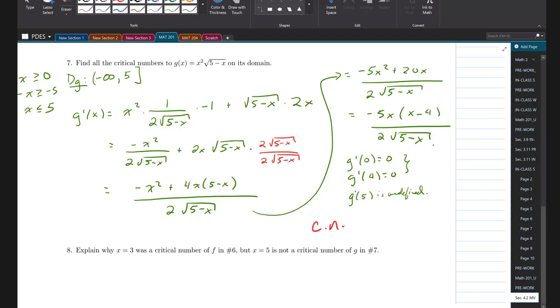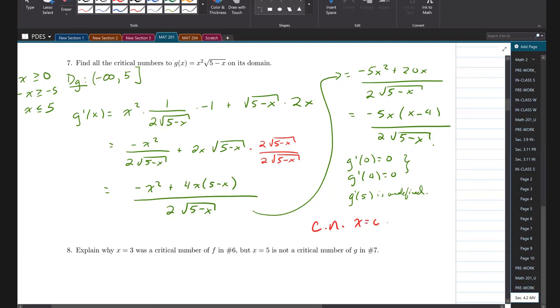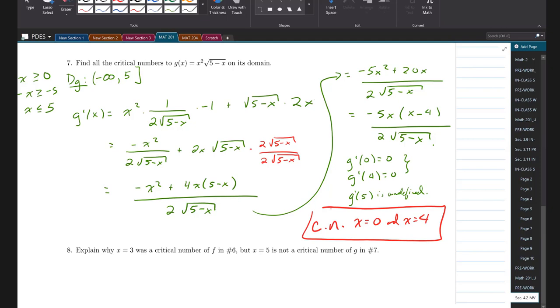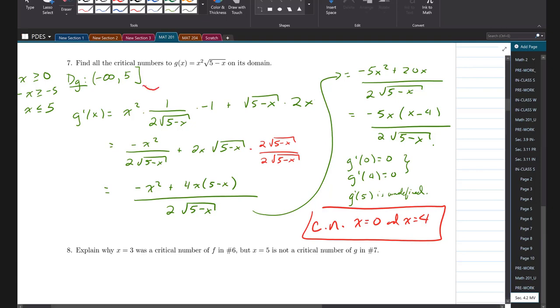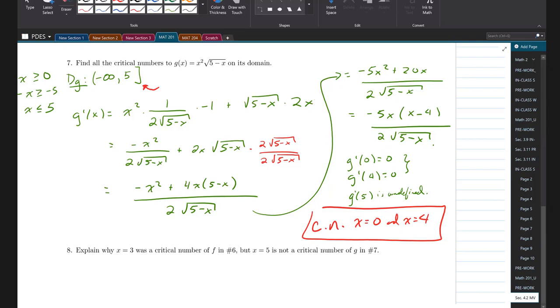Correct? The critical numbers of this function are just x equals 0 and x equals 4. Now, 5 is a place where the derivative is undefined, right? But what did we pause to do before we even started the problem? We identified the domain, and we see that 5 is a boundary point. It's not an interior point. And so our critical numbers are just 0 and 4.